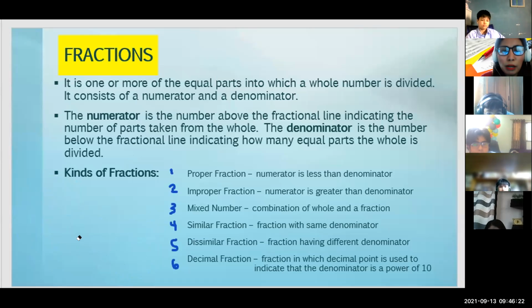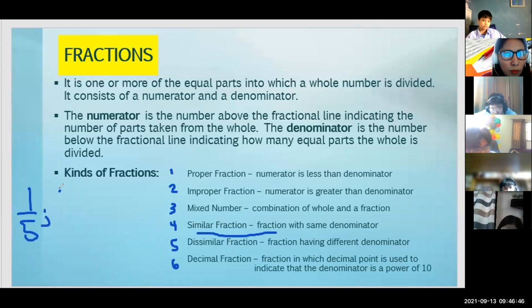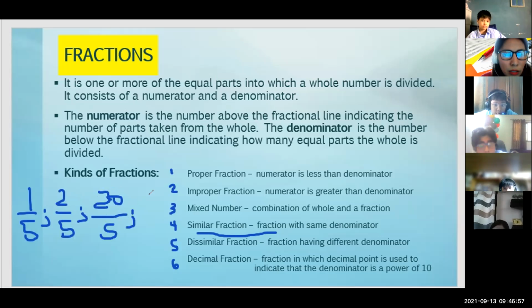Next, number 4, similar fraction. Fractions with the same denominator. Okay, what are the examples of similar fractions? It's like this. Let's say 1/5, 2/5. What else? Let's say 3/5. There.